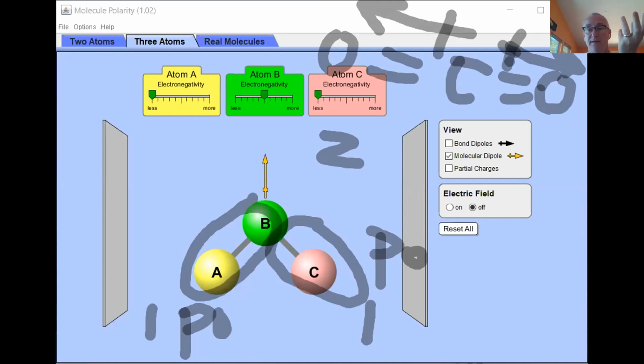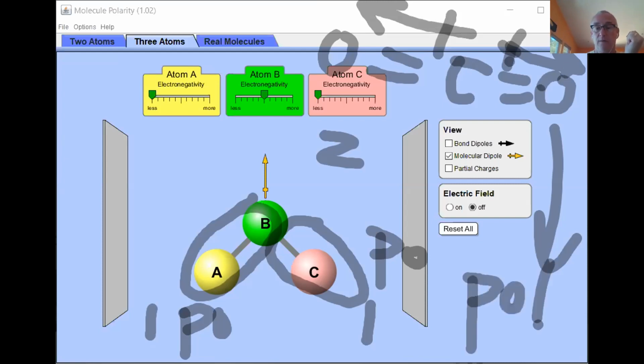So if I add them together, CO2 should be very polar as well, right? Because I have two really polar bonds. I add them together and so that must be a polar molecule, right? What do you think?